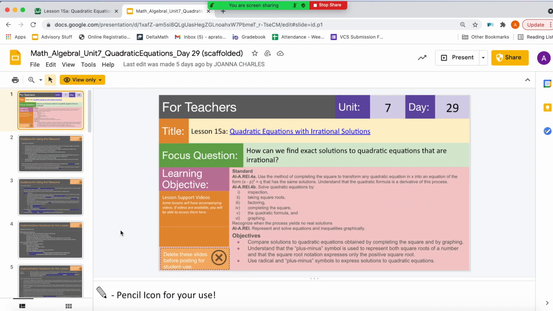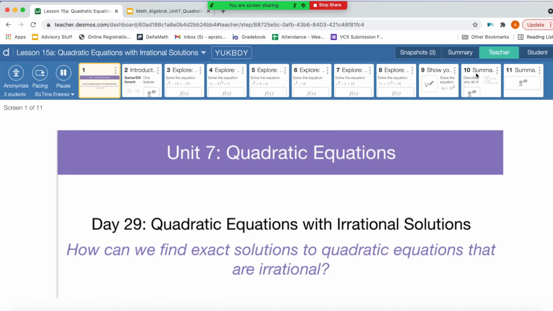In this video, I will show you one option that you can do when facilitating an Explore Synthesis conversation for Unit 7, Day 29, Lesson 15a, Quadratic Equations with Irrational Solutions. The focus question of this lesson is how can we find exact solutions to quadratic equations that are irrational? So I went ahead and put this lesson on Desmos as a way to facilitate it.